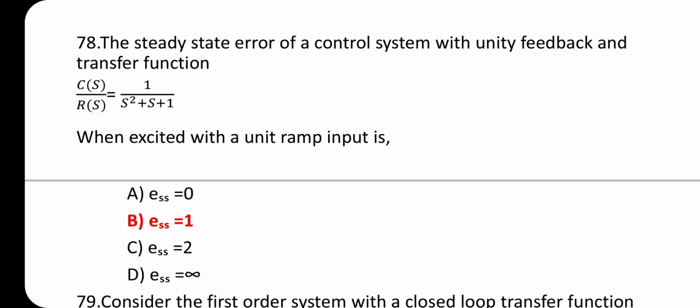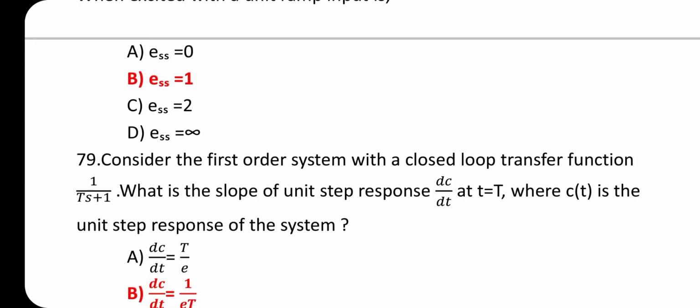The steady state error of a control system with unity feedback and transfer function C of S divided by R of S equal to 1 by S square plus S plus 1, when excited with a unit ramp input, is option B, ESS equal to 1.